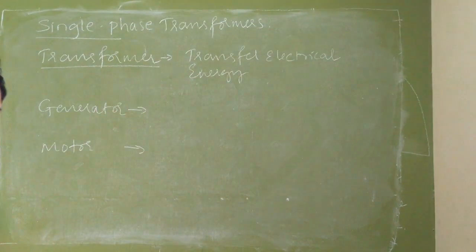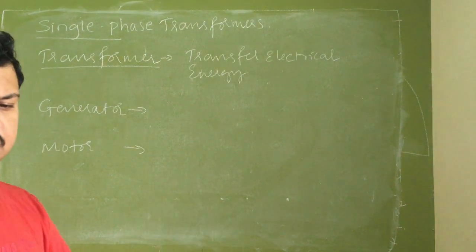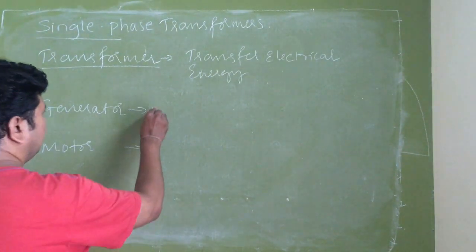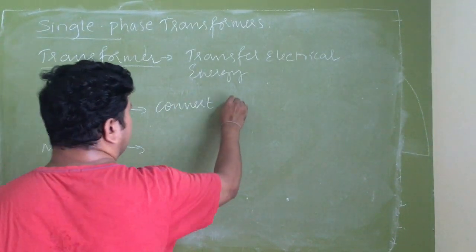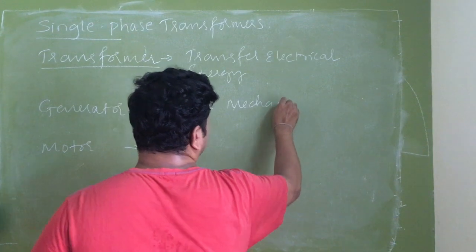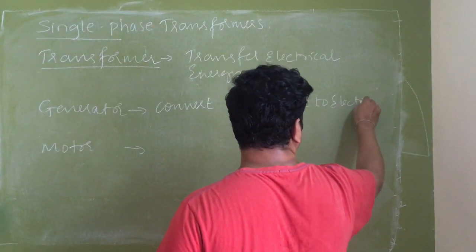It will simply transfer electrical energy from one circuit to another circuit, from primary circuit to secondary circuit. Whereas a generator will convert mechanical energy to electrical energy.